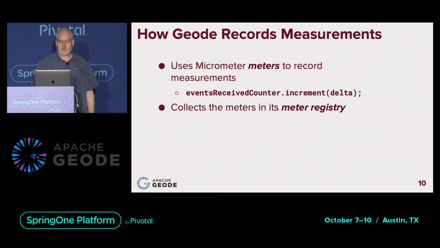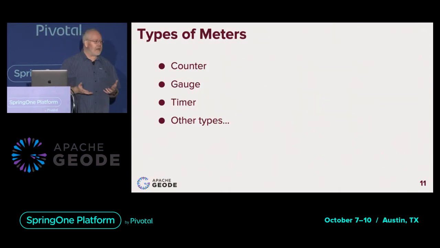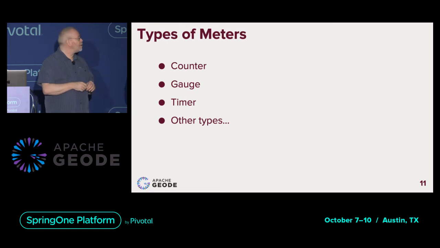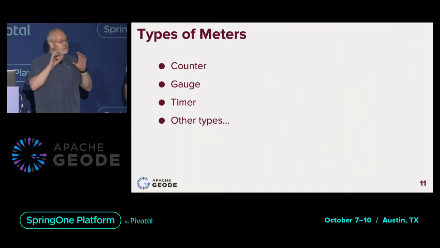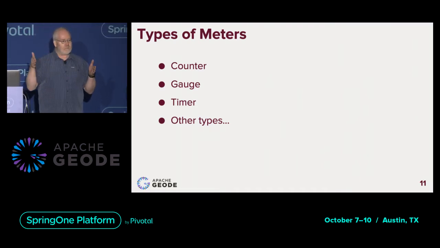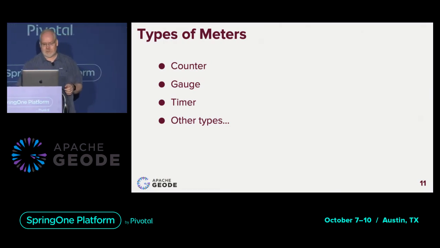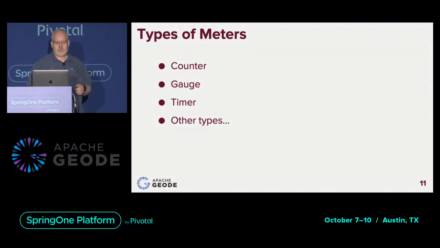Micrometer includes a number of types of meters. One is a counter that's designed for counting events. It can only go up. Counters never go down. They only count up. Another meter measures quantities that can go up or down, like the amount of JVM memory in use. And a third kind of meter actually records two things. It records the total number of operations that have occurred, and the total amount of time they have accumulated. So those are some of the more common types of meters. There are others as well.